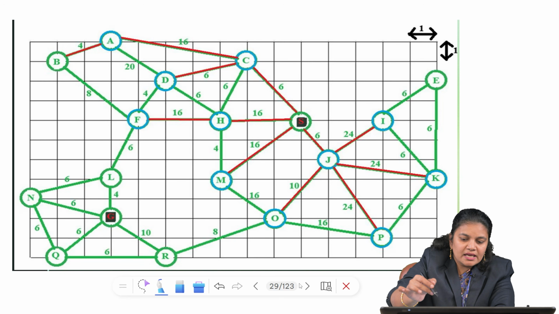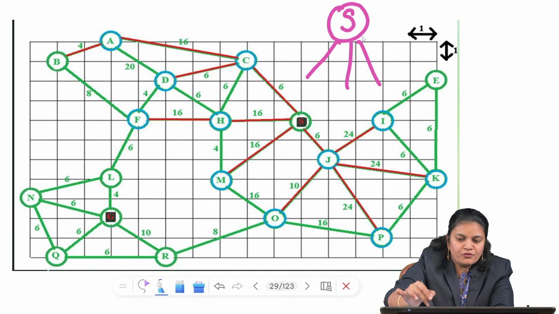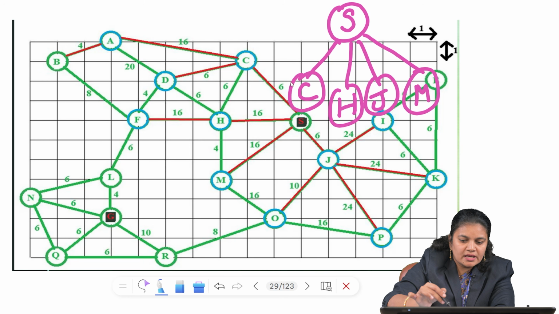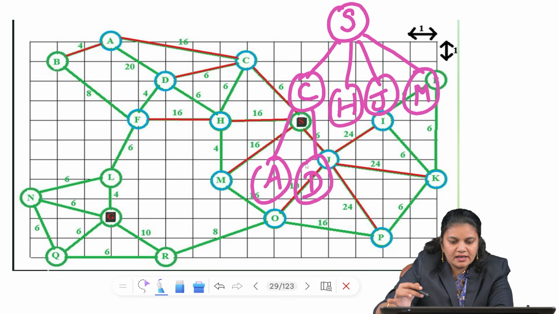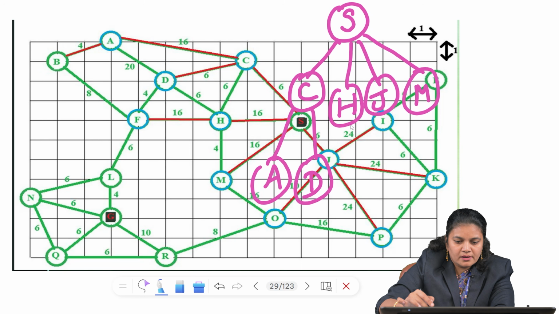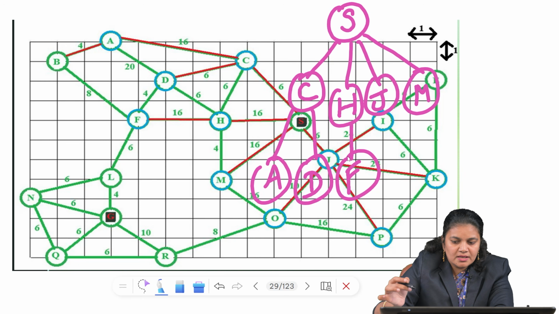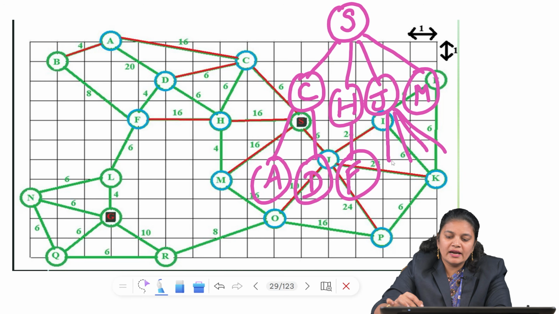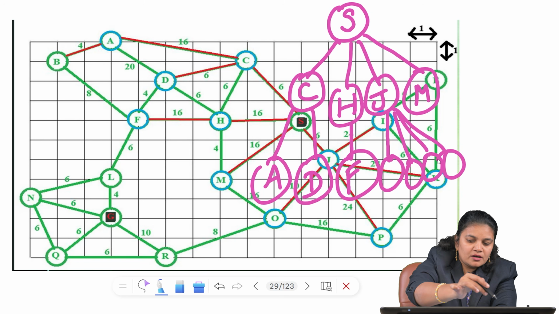Now let's see how our tree comes out. S is the parent node. 4 children were there: C, H, J and M. C is connected with A and D, H is connected with F, J is connected with 4 different nodes, and M did not connect us with anything. So this is the graph which we got. And now we are going to the next level.